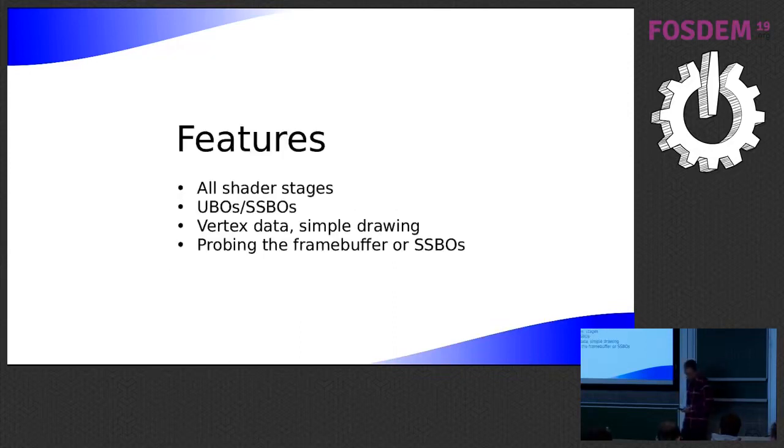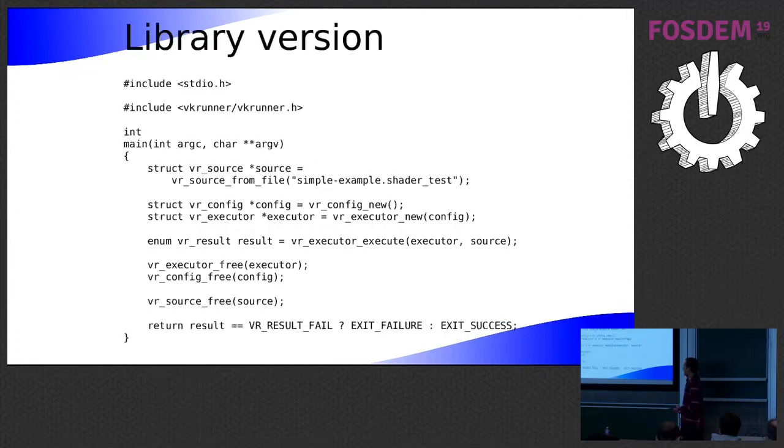So the current status: it can do all the shader stages. It can read and write from SSBOs and read from UBOs. It can do vertex data and simple drawing, and it can probe the frame buffer or SSBOs. It has a library, so when you build it, it builds a little static library with a public header. That is useful if you want to integrate it into another test suite. It's quite self-explanatory, I hope. You just give it a source file and tell it to execute it, and it will tell you if it worked or not.